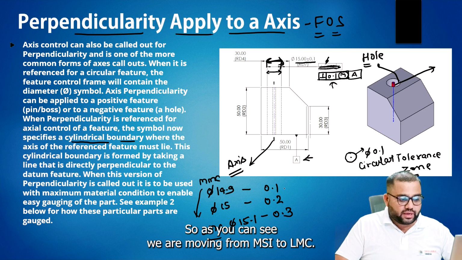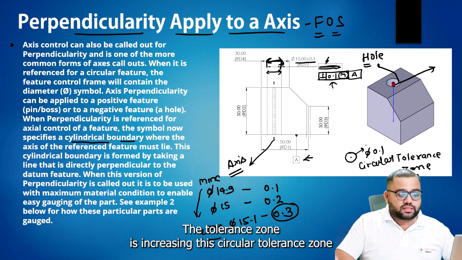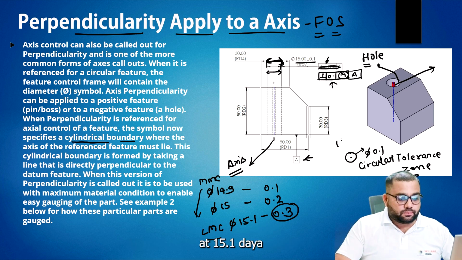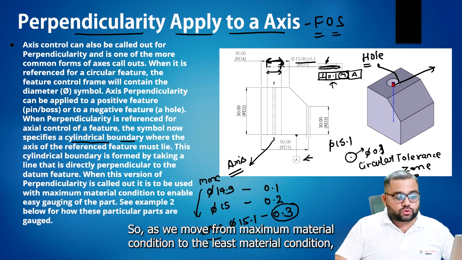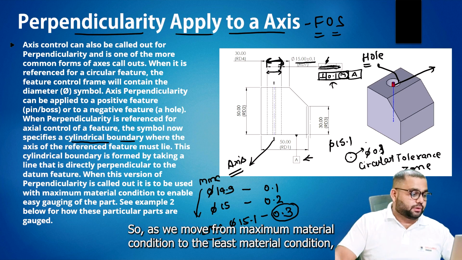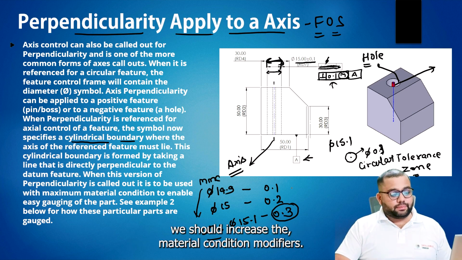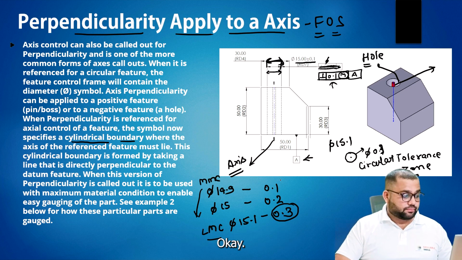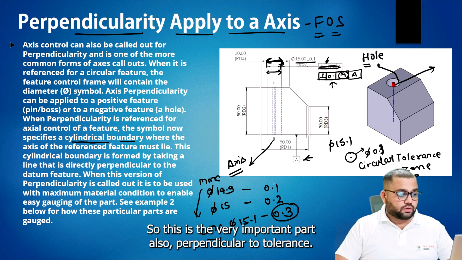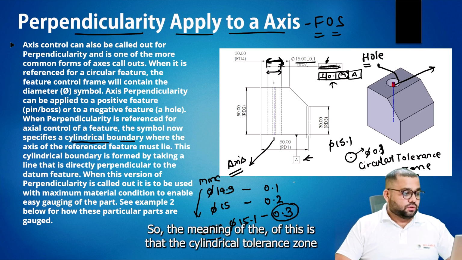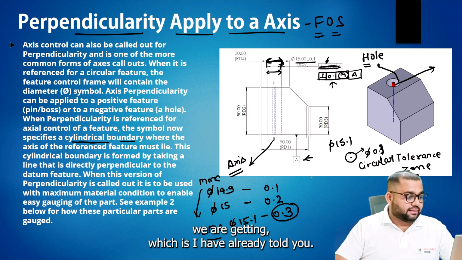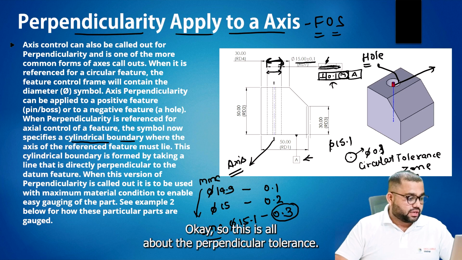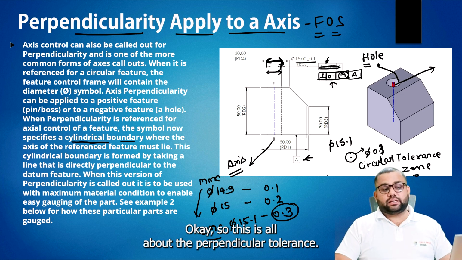As you can see, we are moving from MMC to LMC and the tolerance zone is increasing. This circular tolerance zone at 15.1 dia will be 0.3 mm. So as we move from maximum material condition to the least material condition, the tolerance zone increases with the material condition modifiers. This is the very important part of perpendicularity tolerance. The meaning of this is the cylindrical tolerance zone we are getting, which I have already told you. So this is all about the perpendicularity tolerance.